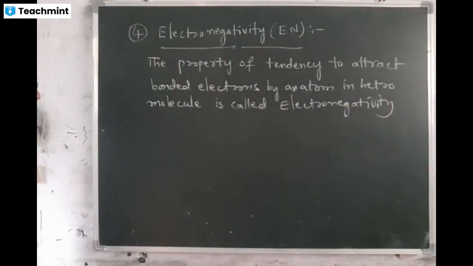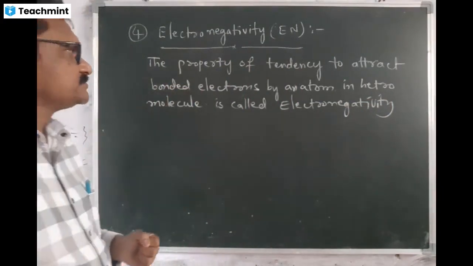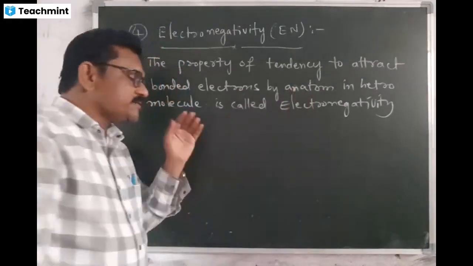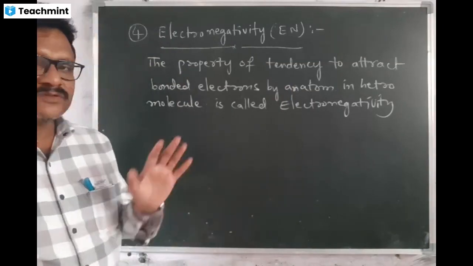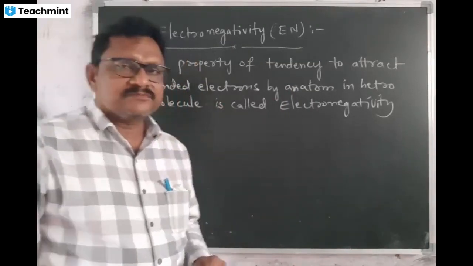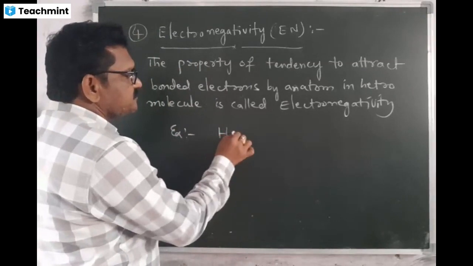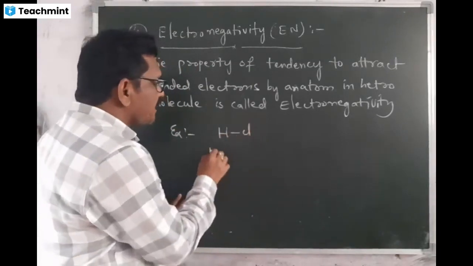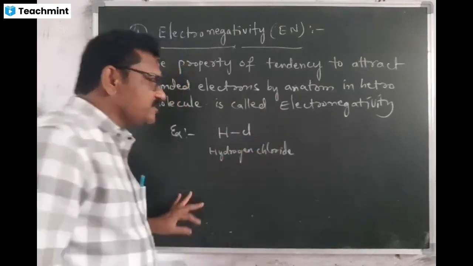So how can we define electronegativity? It is the property or tendency to attract bonded electrons by an atom in a heteromolecule. It is easy to understand by taking an example. See, I write here one example: HCl, H bond Cl. This is called the hydrogen chloride molecule.